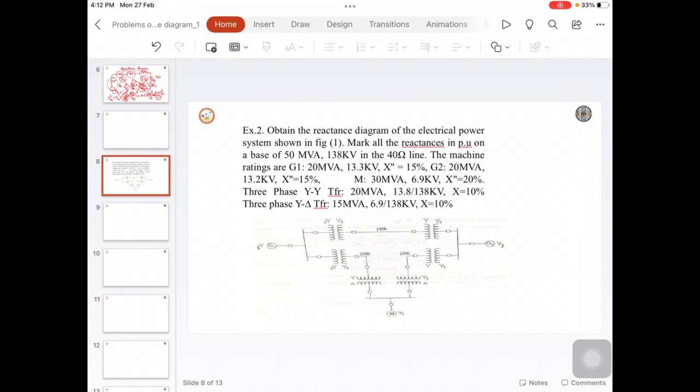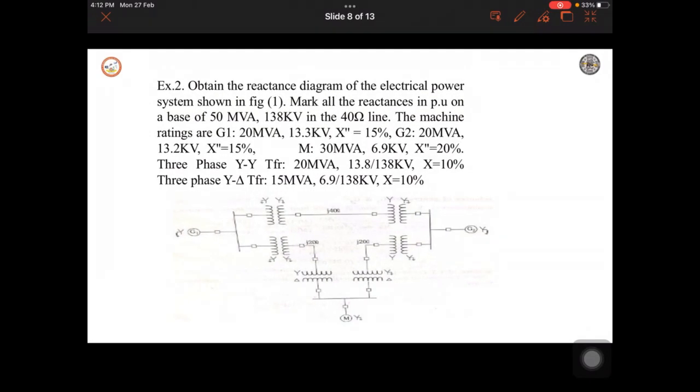After that, we have to consider this power system. Example 2, this is assignment. All of you can go through this problem description. In the same lines you can do the problem. Okay.